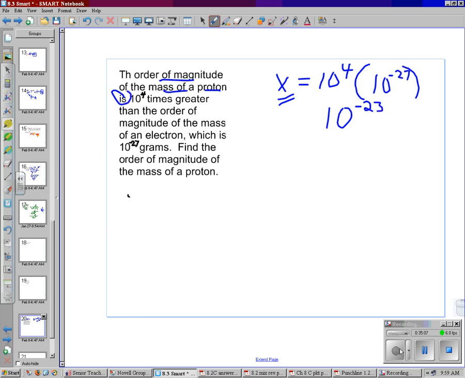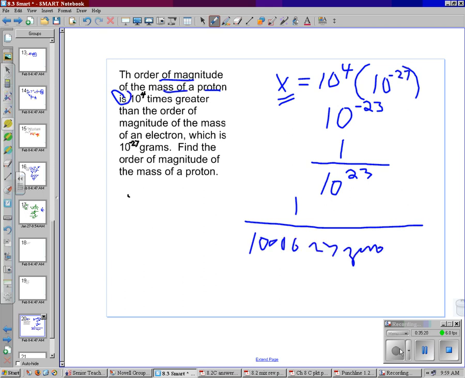I can't have that as a negative. 1 over 10 to the 23rd. What number is that? A really big one. 1 over 23 zeros. Yes, 23 zeros. Holy cow. You don't have to divide. You just write 1 over 10 to the 23rd.